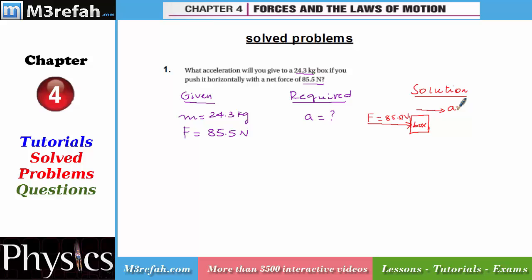To find the acceleration, let's use Newton's second law of motion. That is, the net force applied on the given object is given by the product of mass and its acceleration. We know this formula. From this formula, let's make A the subject of the formula. To find A, we divide both sides by M, so this M will cancel out by M. Finally, you will have the acceleration of the object given by the ratio of force and mass.